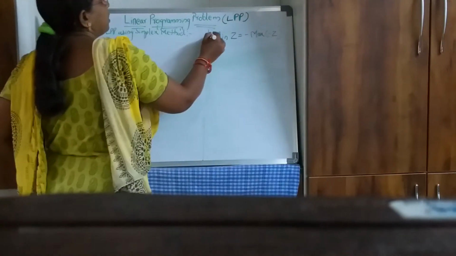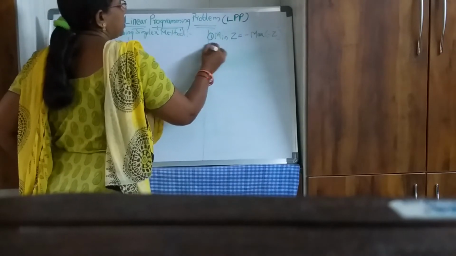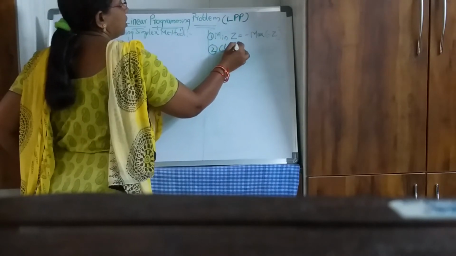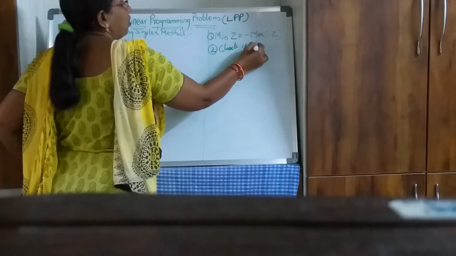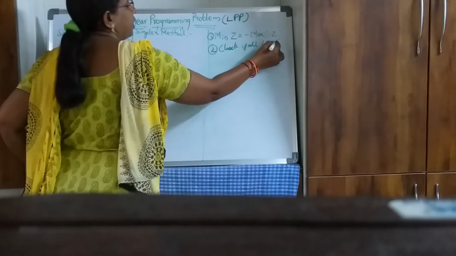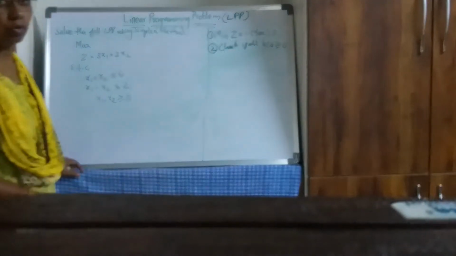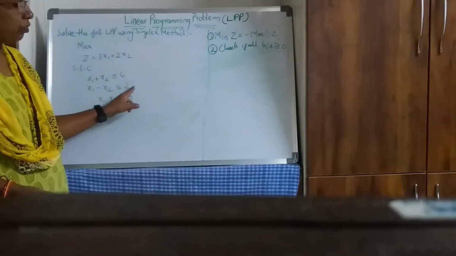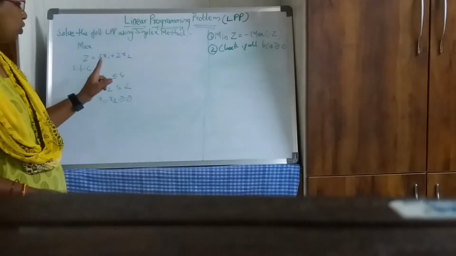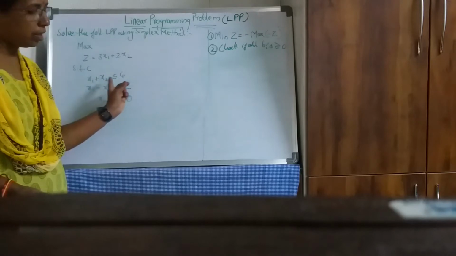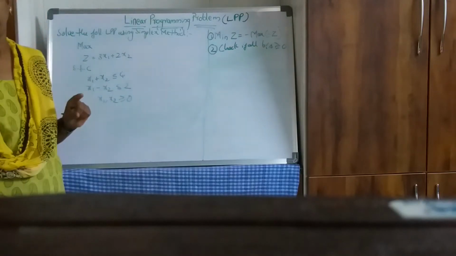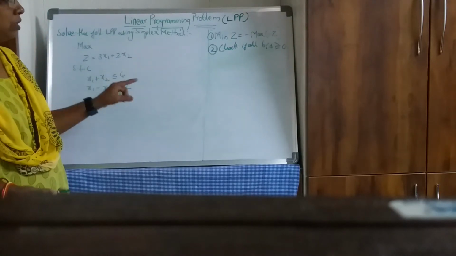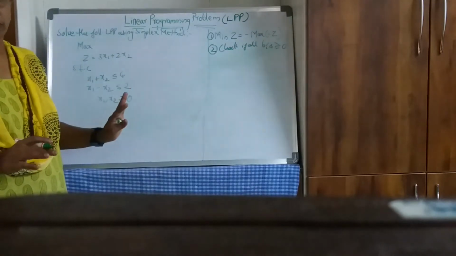Next, you have to check whether these bi's are positive or not. So the first step is this. The second step is to check if all bi's are greater than or equal to 0. If any one of the b values is negative, you should make it positive by multiplying the constraint throughout with minus 1. Here you have positive values, so there is no need for this step.